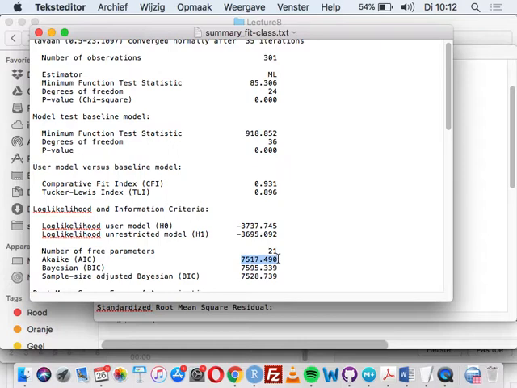And as a general rule of thumb, if you're comparing models, more than 10 units is already quite a big difference. And you would say this model is way more supported than this other model. So here we're talking about units of 200. So you definitely say there's a lot more evidence for the three-factor model than there is for the one-factor model. So that was the AIC.